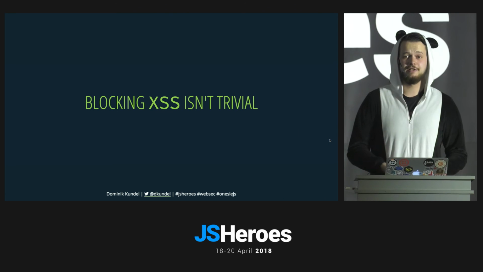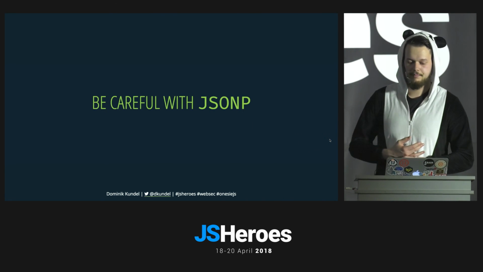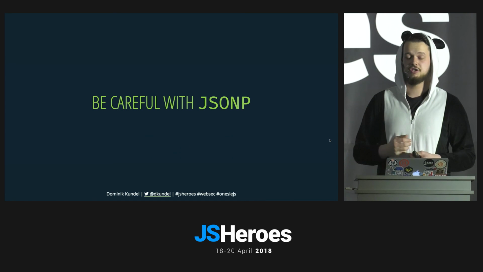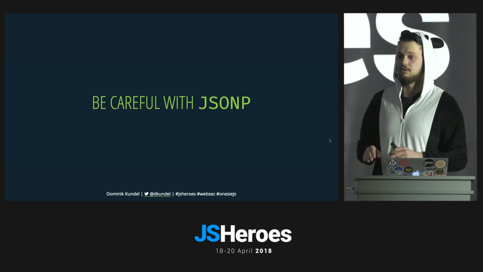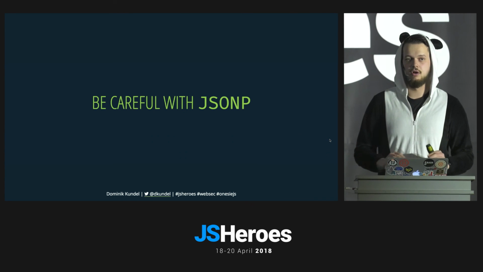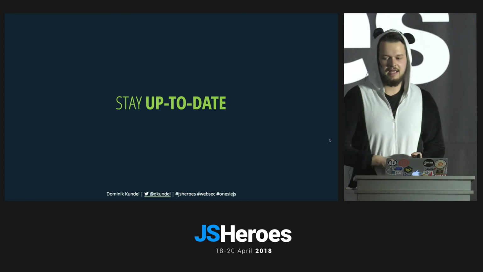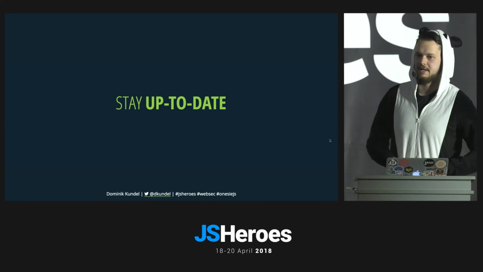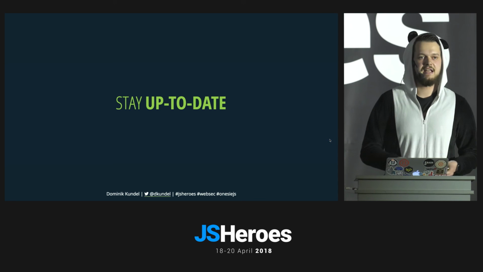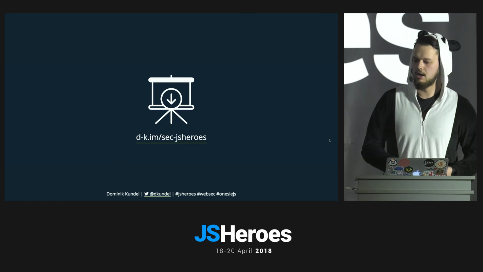Blocking XSS is really not trivial because you should be aware of encoding. Be careful of JSON-P. You shouldn't allow anything in the callback name that isn't a word character, not even digits and stuff. Just only word characters. Use CSP as a safety net, and most importantly, stay up to date with your dependencies, because if they fix vulnerabilities and you don't update, you still have the vulnerability.